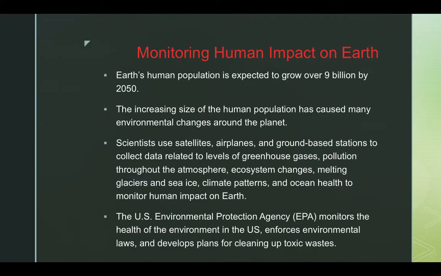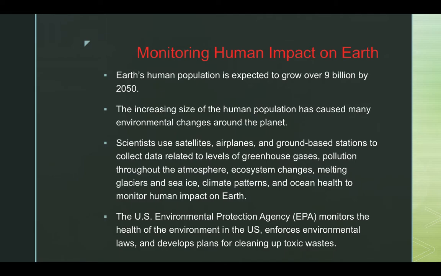Monitoring human impact on Earth, because we definitely impact our Earth, because we've talked about how we cause most of the pollution that happens on Earth. Some of it's natural, but most of it comes from us. So how do we impact our Earth? It says Earth's human population is expected to grow to over 9 billion by 2050. The increasing size of the human population has caused many environmental changes around the planet.